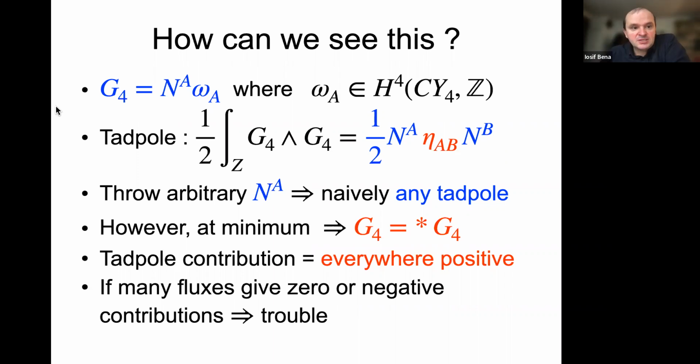However, if I look at this flux, written on this basis, and I go to the minimum, if you want a supersymmetric solution, at the minimum G4 is equal to star G4. And therefore the integral of G4 wedge G4 over the Calabi-Yau manifold, this is a local constraint, will be equal to the integral of G4 wedge star G4, which is going to be a positive number. So the integrand of this quantity will be positive everywhere. And if you have a huge amount of fluxes here, and some of them give you a negative contribution, some of them give you a positive contribution, there'll be trouble.